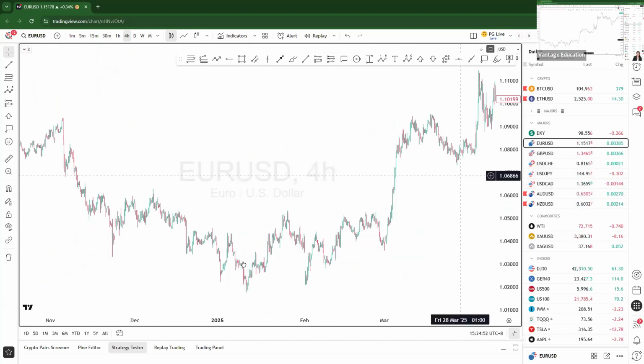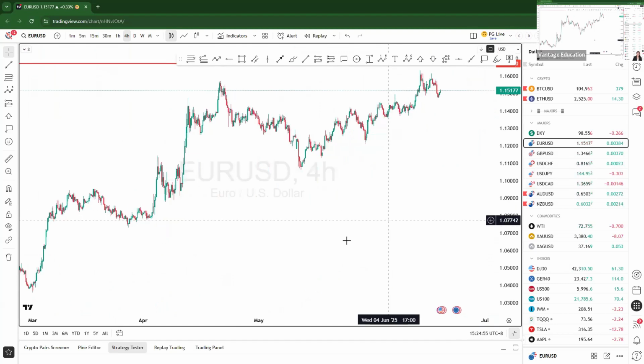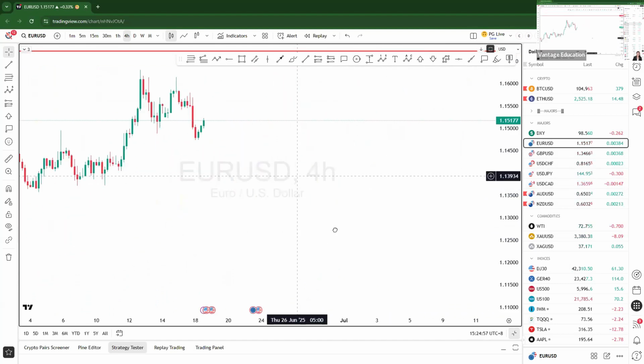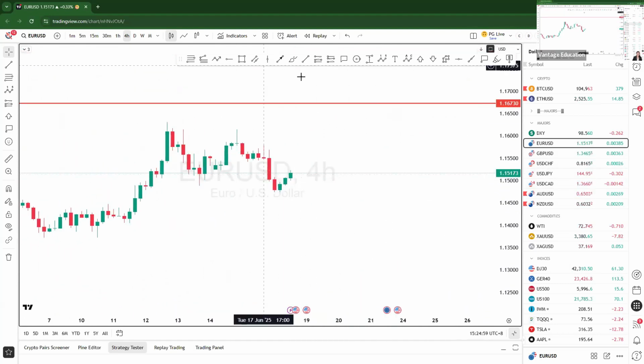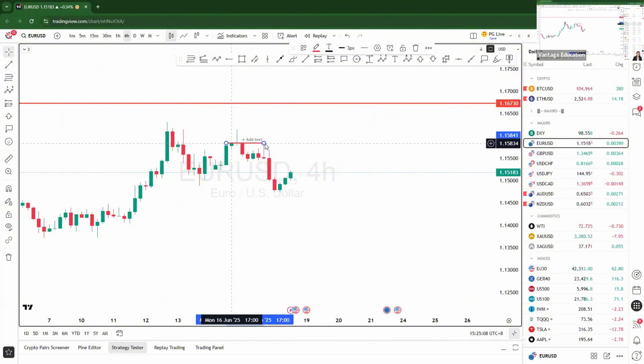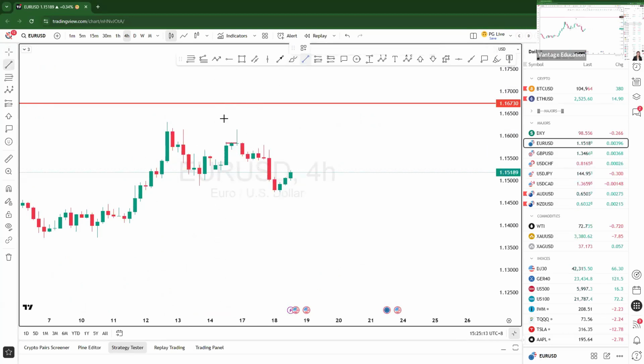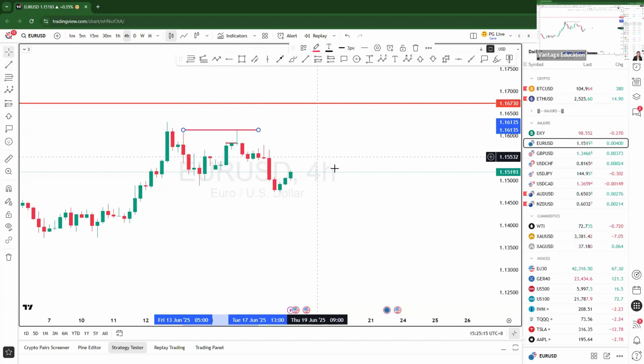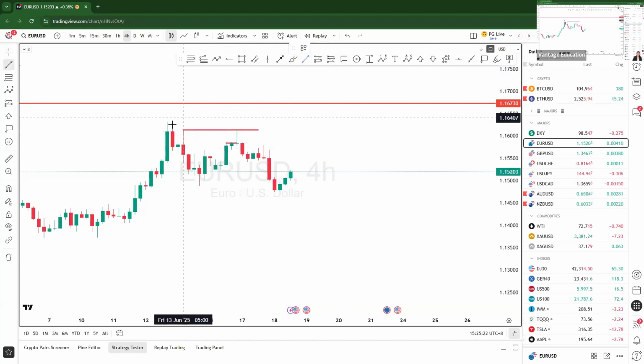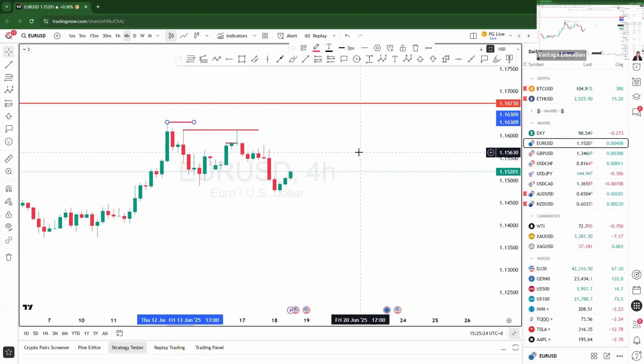Go to another one. Okay, here. For example, let's just say you sell here, at this resistance level. This is your swing high, the recent one. Usually I don't put my stop loss based on this swing high. I will put my stop loss based on the second swing high.